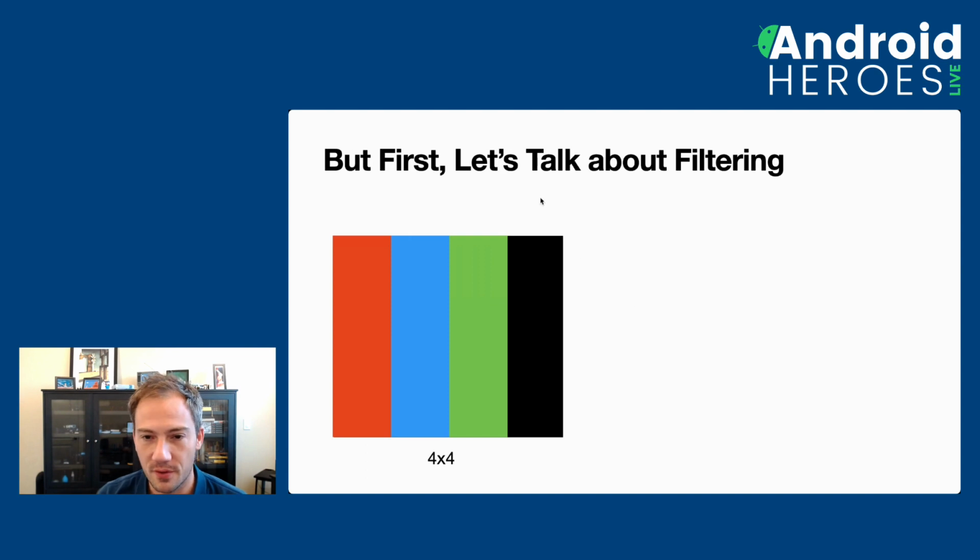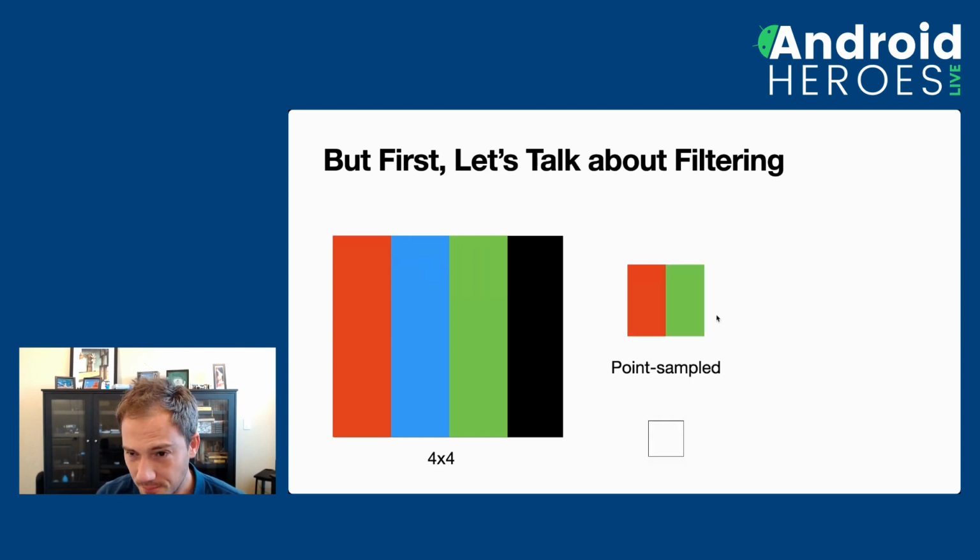So here's an example of a bitmap with red, blue, green, and black. And if we sample it with the default filter, what's called point filtering, or just pixel filtering, we're going to take the pixels at the destination and find the closest pixel in the source image. And you can see in this example that we're just losing a ton of information, right? Blue and black have completely disappeared.